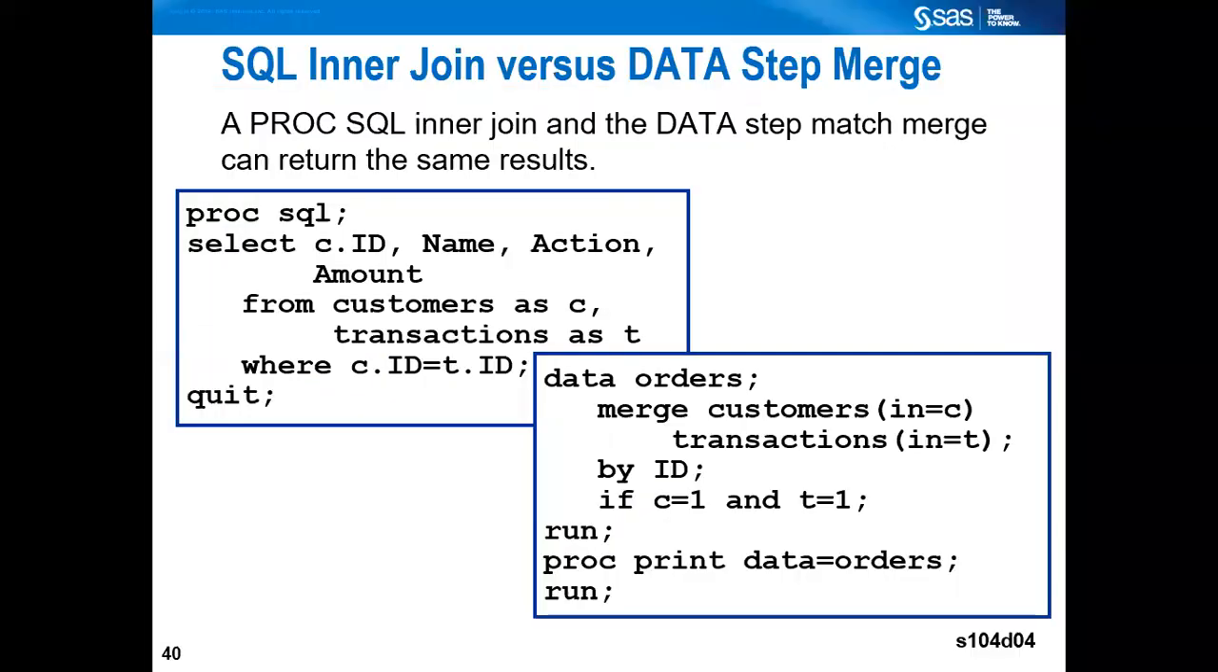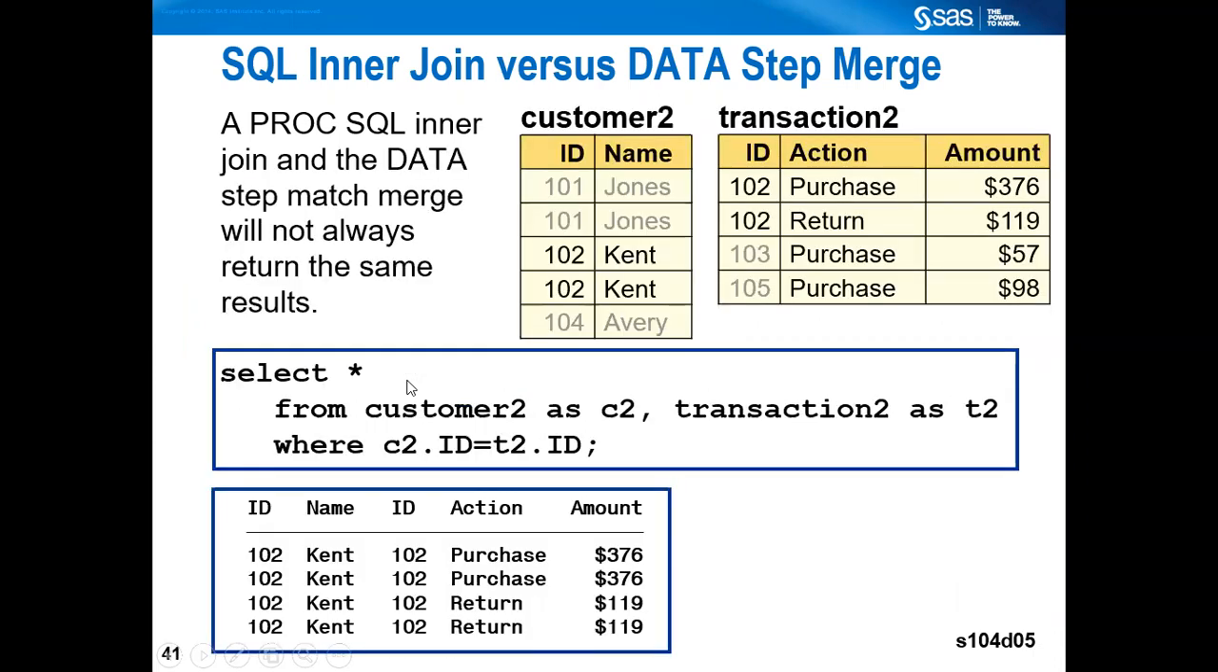So this is what it was telling: SQL inner join versus data step merge. Proc SQL inner joins and data step match merge can return the same result. So when you write this type of statements in your data step merge, you are selecting only matching rows. Correct? So it is matching rows, similar to the inner join of your proc SQL. So it's the slide now where it's telling SQL inner join versus data step merge.